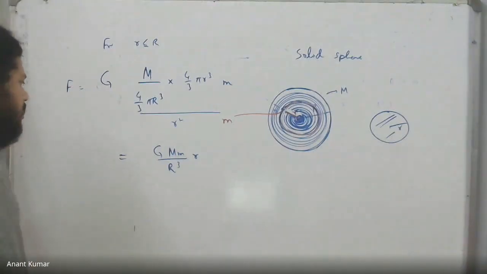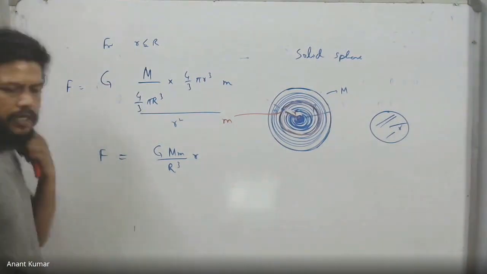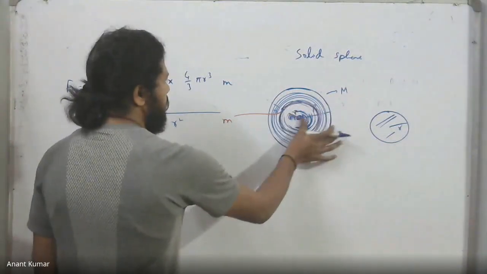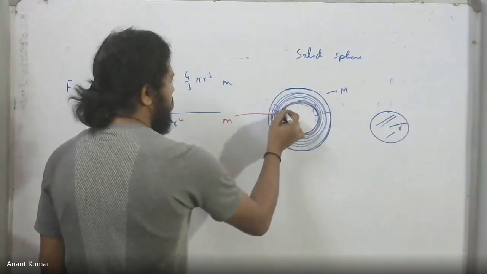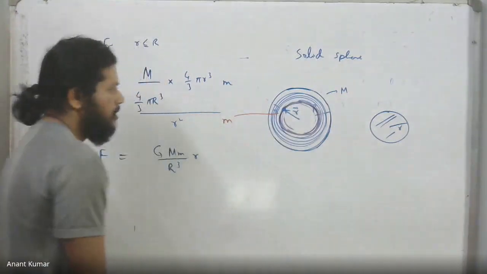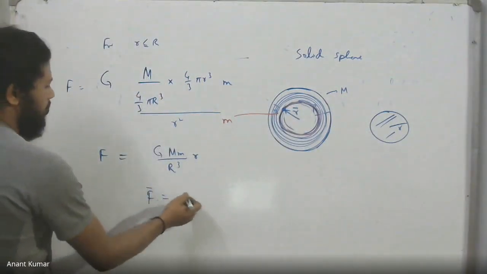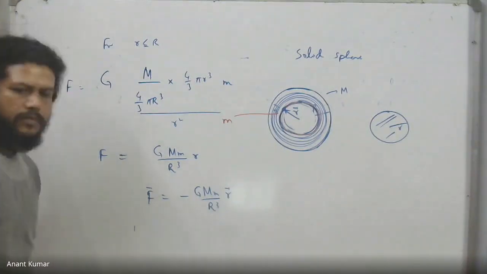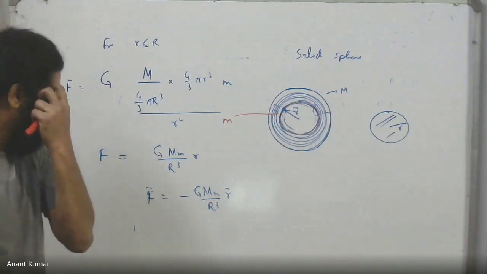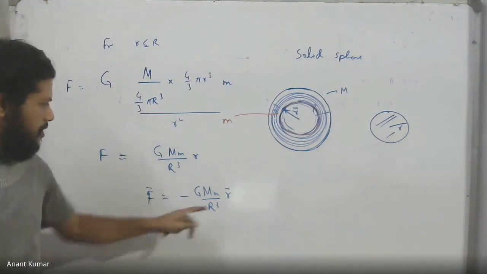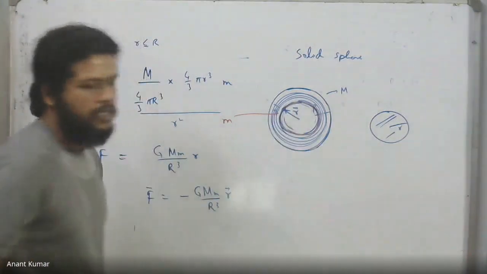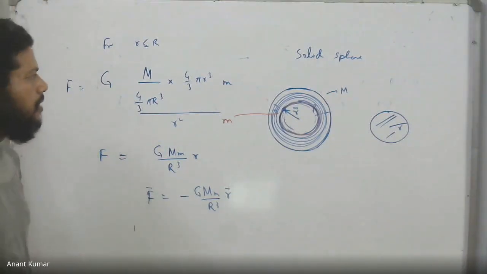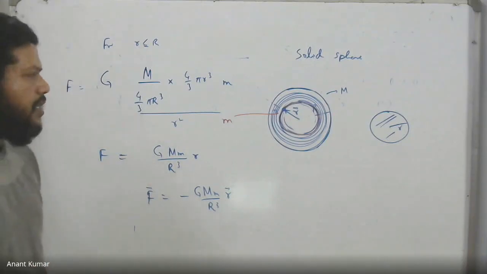You can write down this result in a vector manner as well. Vectorially speaking, if we consider, for example, the position vector of the point mass small m as r vector, which is stretching from the center to the current location of the point mass, in this case the vector force can be written like this: the force vector is minus G M m by R cube into r vector. This minus is coming because the direction of F is opposite to this r vector. R vector goes from the center to the point mass. The force is in the opposite direction, and that is why it's negative. The magnitude is proportional to the distance from the center. The direction is opposite, which implies toward the center.